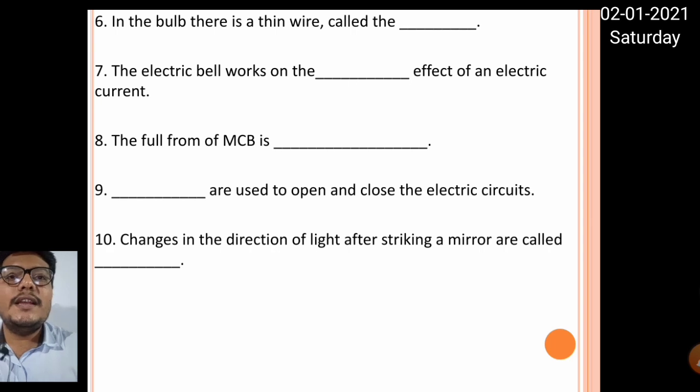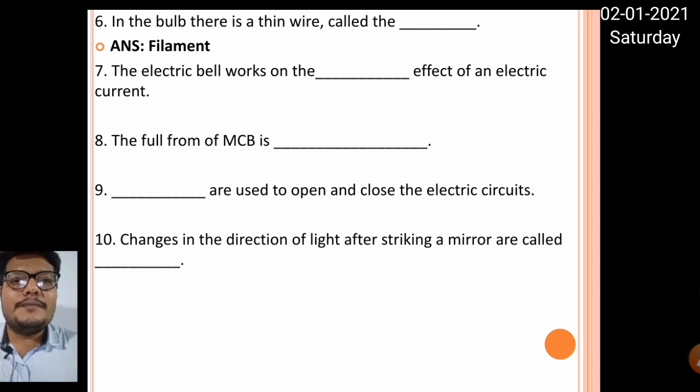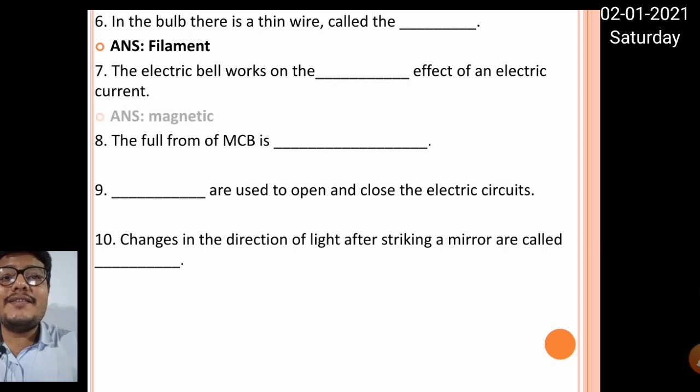Okay, see next. In the bulb there is a thin wire. What is this called? Now don't confuse bulb with fuse. Here bulb means it is filament. They are talking about the filament. Number 7, the electric bell works on the blank effect of electric current. So that is the magnetic effect of electric current.